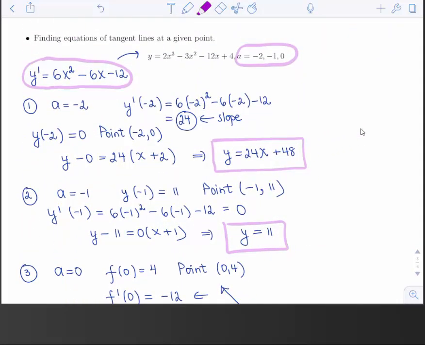Alright, finding equations of tangent lines, that's your application for this particular section.